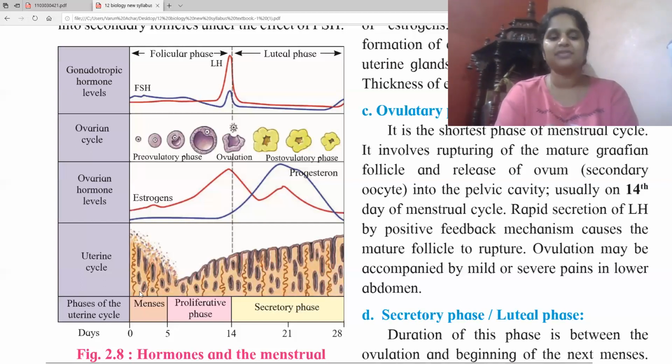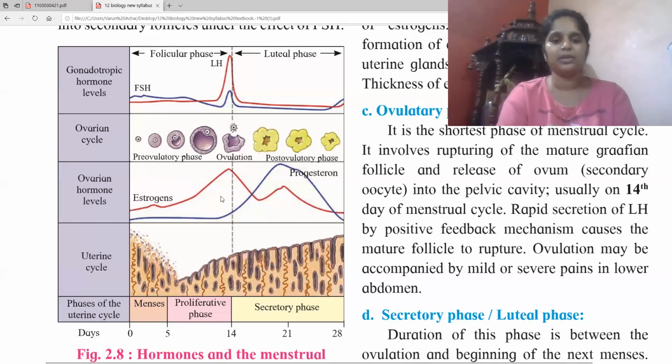Now, day 0 to 5 is the average duration. Some females can have this menstrual flow for 3 days, but some might have it for 7 days. It will differ from person to person as per your genetic makeup. Then comes the proliferative phase, where the follicle is getting proliferated. Proliferation means multiplication. So the follicle cells are dividing and the follicle is becoming larger and larger.